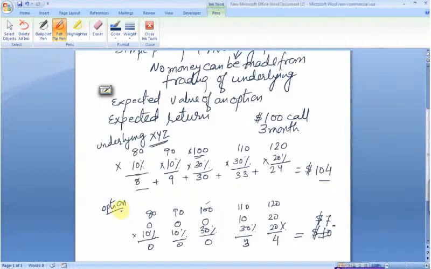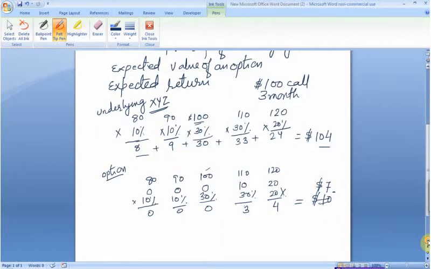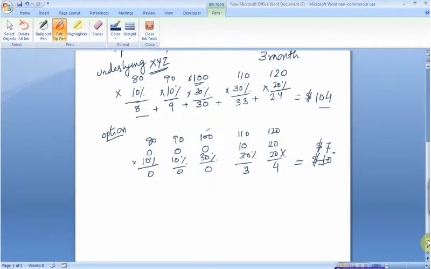would be $7. But there is a little more to it than just this. There is a carrying cost associated. So what is a carrying cost?